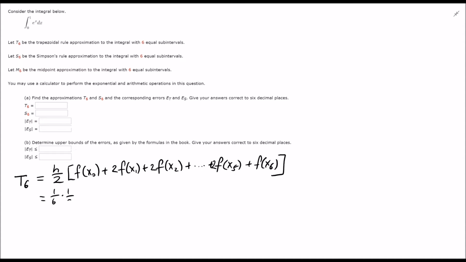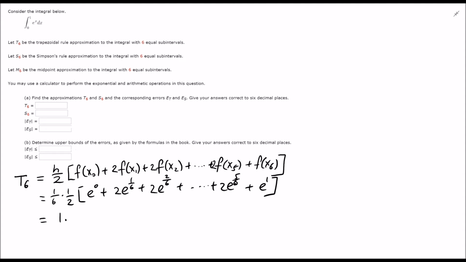Our width is 1 over 6, times a half. Our function evaluation happens at 0, 1 over 6, 2 over 6, up to 1, which can be evaluated as e to the 0 plus 2 times e to the 1 over 6, and so on, 2 times e to the 5 over 6, plus e to the 1.